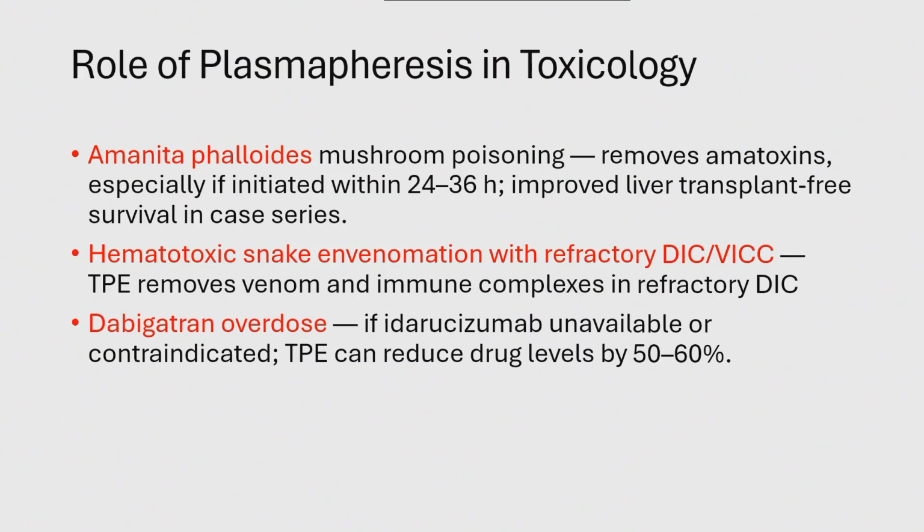Plasmapheresis. Yesterday only, Dr. Jay Kothari and I were discussing the role of plasmapheresis in toxicology. In hematotoxic snake bite which is refractory to the antivenom, refractory DIC, or venom-induced consumptive coagulopathy, you can do plasmapheresis and remove the toxin. For saw-scaled viper, the antivenom is not there in the common antivenom, so in that case it is very, very useful.